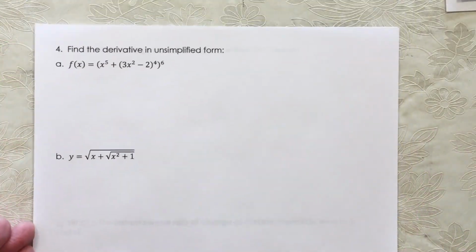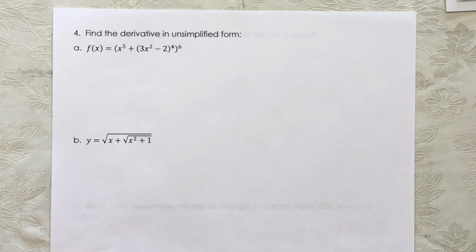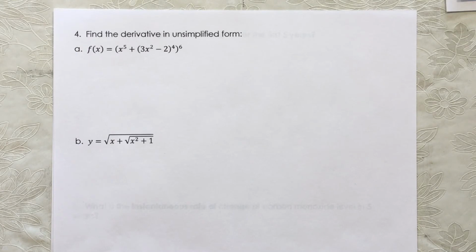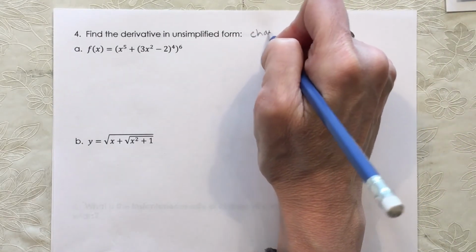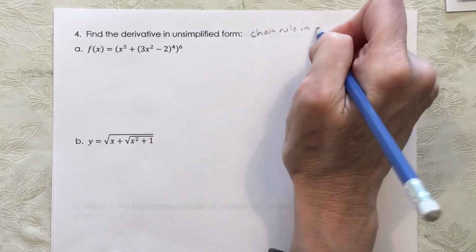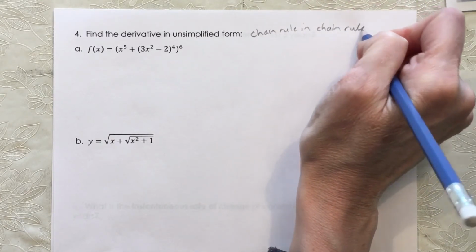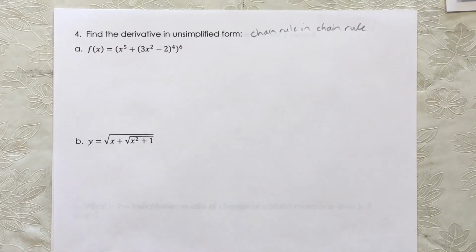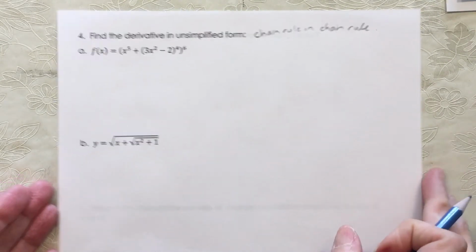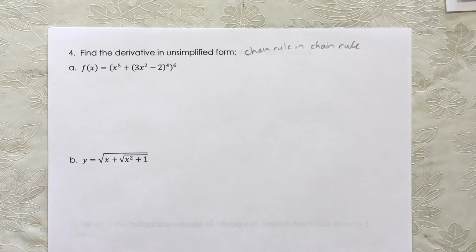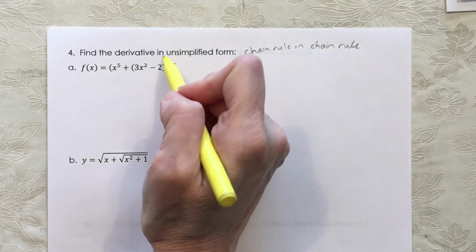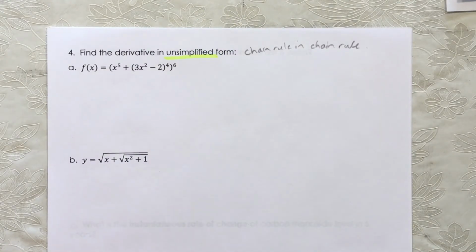Okay. Find the derivative in unsimplified form. So both of these questions are chain rule in chain rule. Okay, so I'm going to go through them slowly and carefully. And they're definitely asking for unsimplified form. So again, if you see a clue for unsimplified form, it usually means that your derivative is going to be fairly complex.